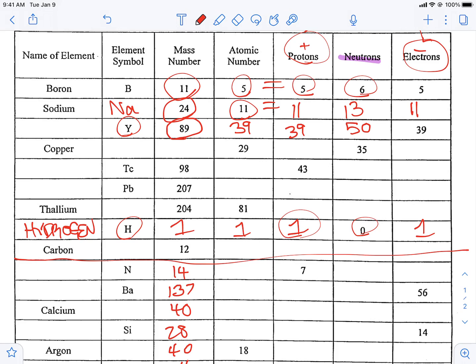So oftentimes, hydrogen actually travels around without a neutron. It can have anywhere between 1 and 2 neutrons, but most of the time it doesn't have any. So anyway, that's how you would do it if you have the neutrons but not a mass.